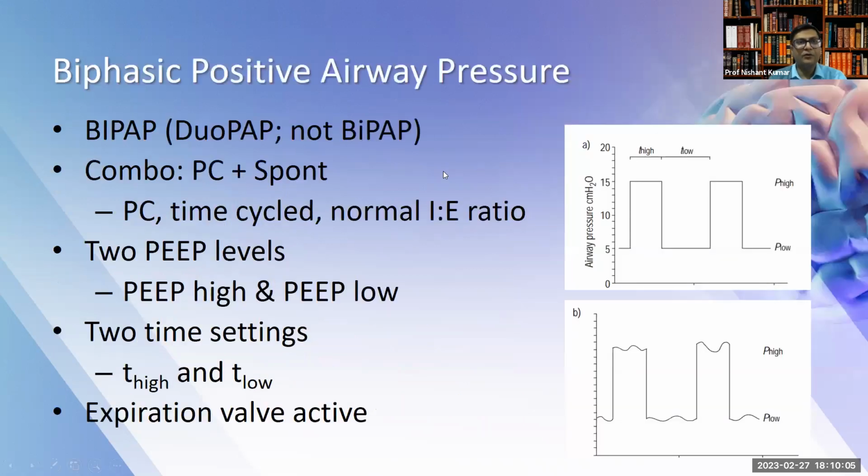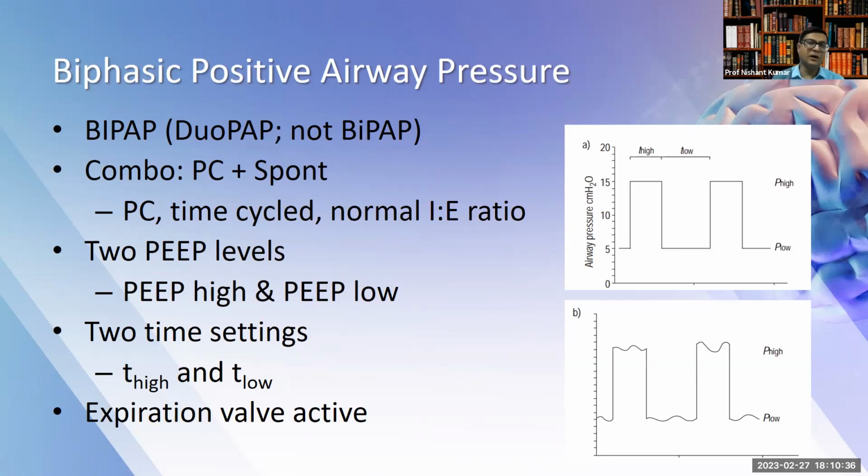Right? Okay. So the second one is biphasic positive airway pressure. As I said, bilevel, not to be confused with biphasic. I confused it myself. The biphasic positive airway pressure is the one which is used for invasive ventilation, and BiPAP, the one with a small i, is the bilevel positive airway pressure. So biphasic positive airway pressure is a combination mode of pressure control plus spontaneous mode.